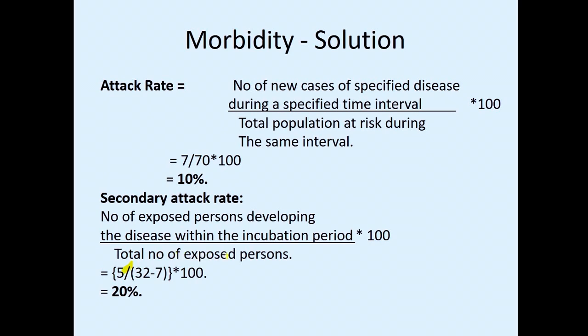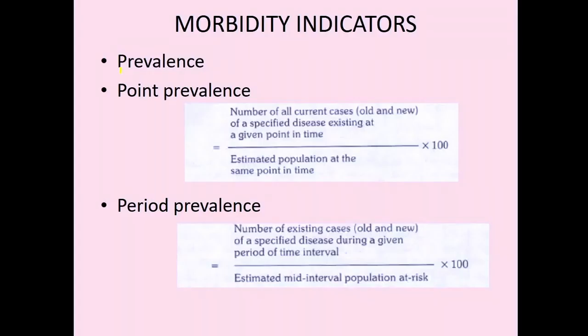So total number of exposed persons, again we have to remove the susceptible, then we will get the secondary attack rate as 20%. In the morbidity indicators, we are moving to the prevalence.